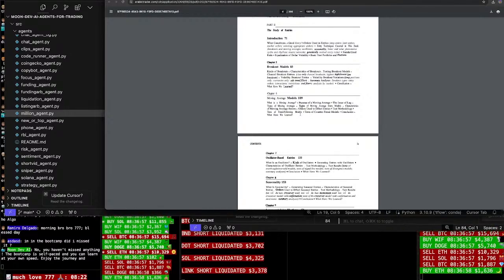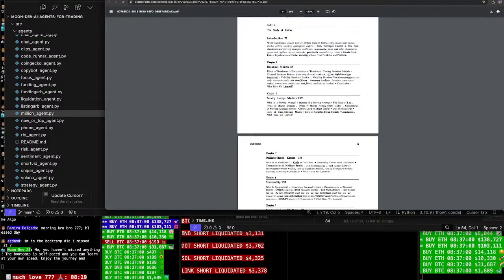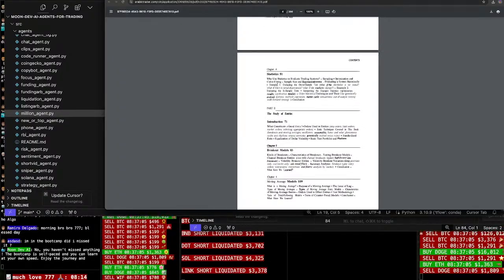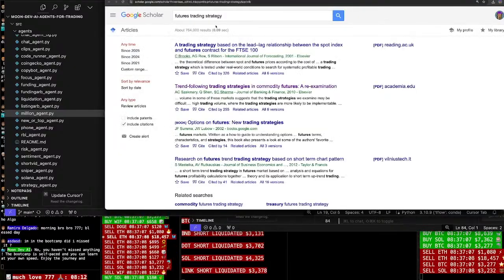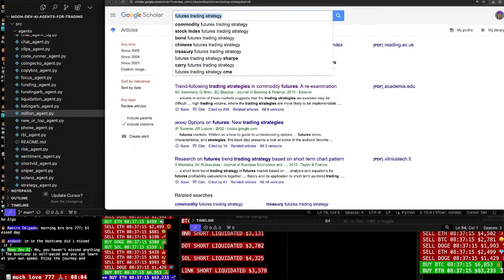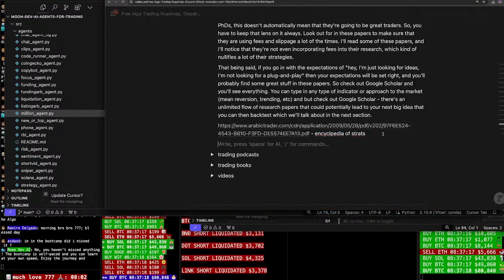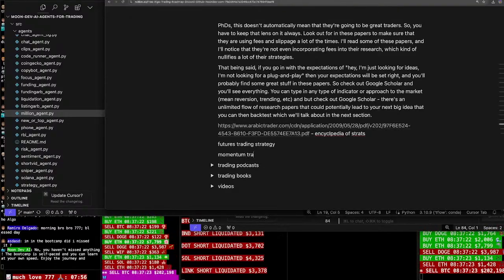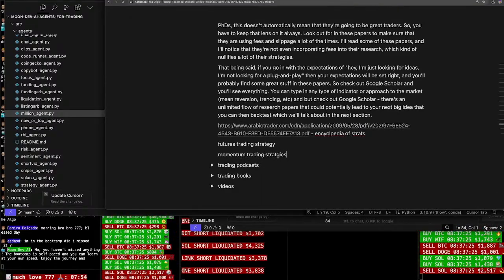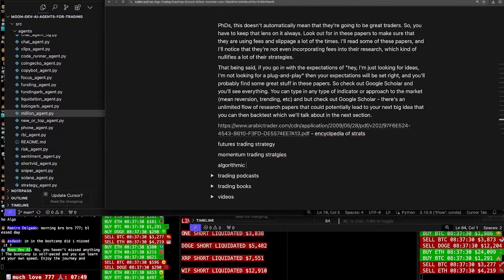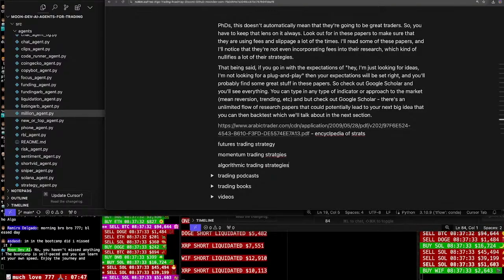Moving averages here. Purpose of the moving average. The issue of lag. Types of moving averages. Kinds of breakouts. Okay, so you can see here. Then we can type in futures trading strategy. So watch this. I'm just going to put a couple of these ideas here on this here. Momentum, trading strategies, algorithmic trading strategies.